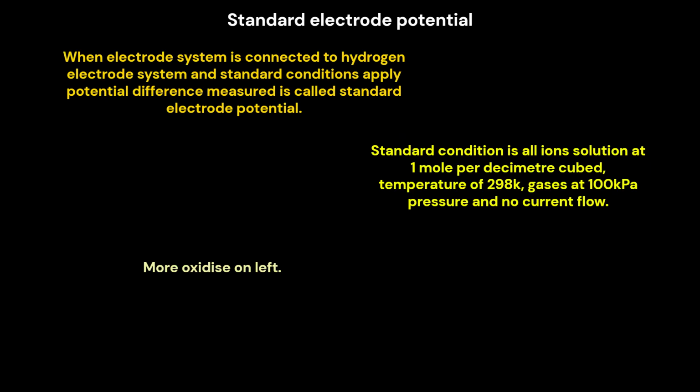Standard electrode potential. When an electrode system is connected to the hydrogen electrode system and standard conditions apply, the potential difference measured is called the standard electrode potential. Standard conditions are all ion solutions at 1 mole per decimetre cubed, a temperature of 298 K, gases at 100 kilopascals pressure, and no current flow. More oxidized on the left.